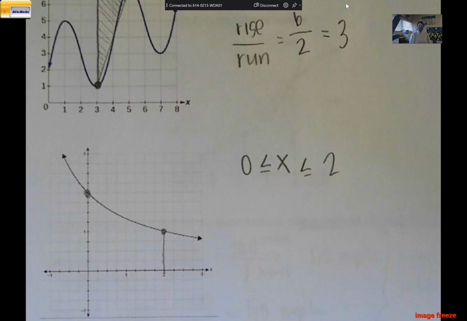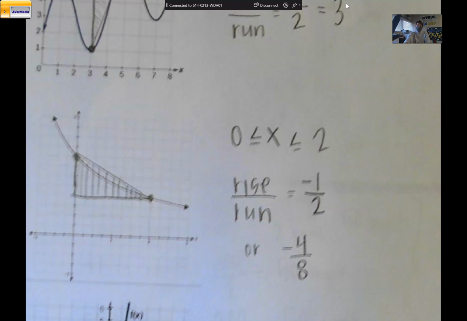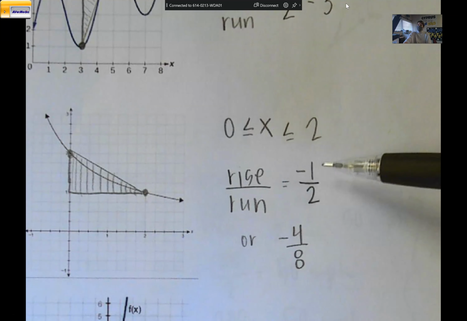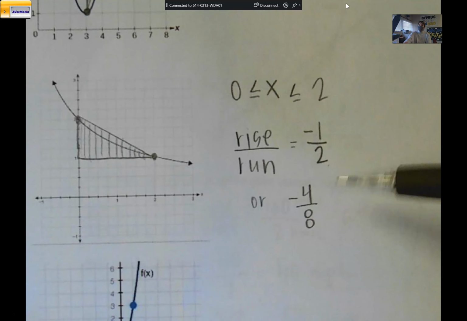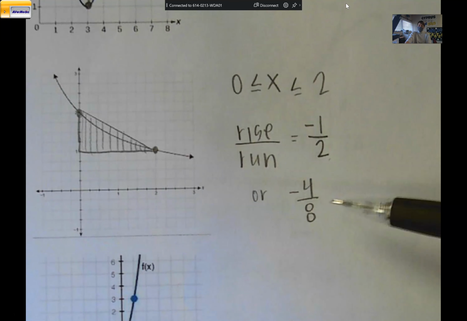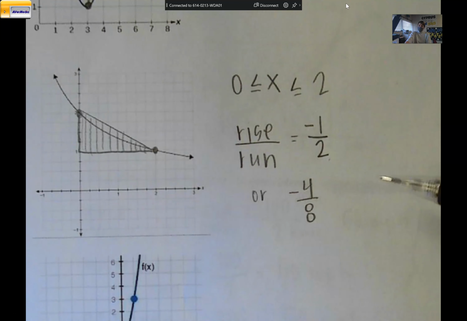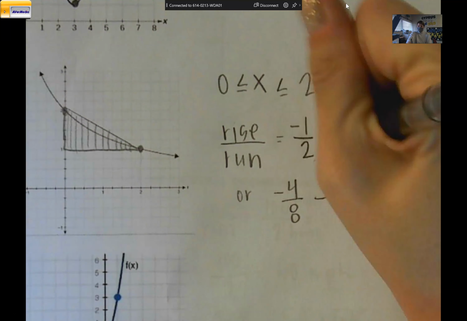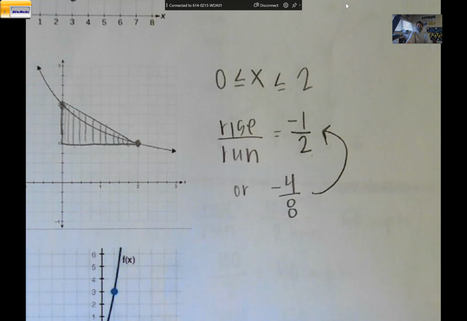Did you put the negative because you're going down? So you could look at the numbers on the axes. So you're really going down by 1 and over by 2. But if you counted all the tick marks, it still works because you would go down 4 boxes and to the right 8 boxes, which simplifies to negative 1/2. Do you feel okay about that one?